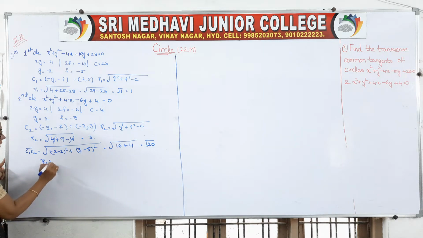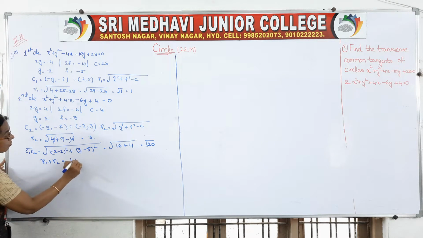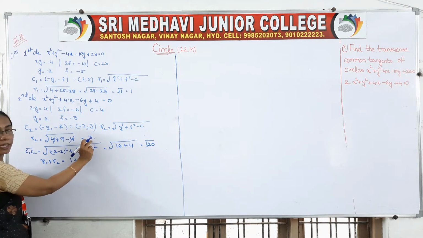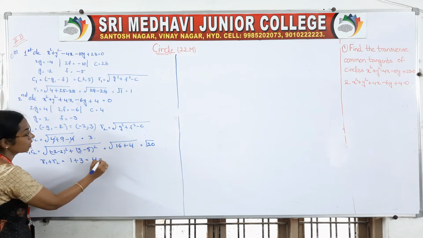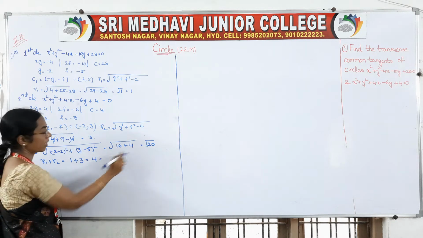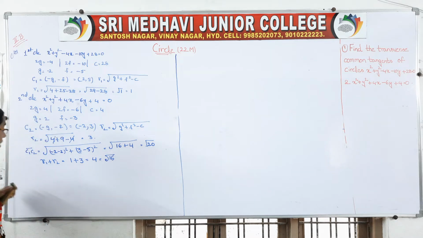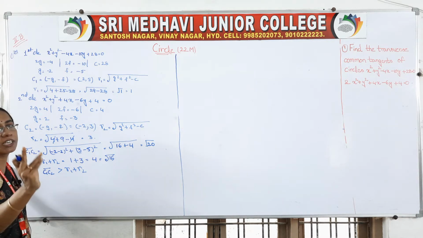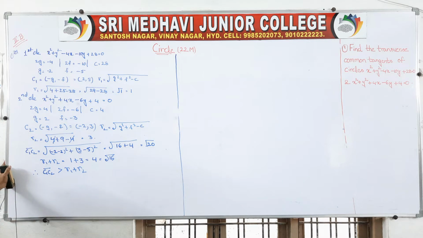Now take your r1 plus r2. r1 is 1 and the second circle's radius is 3, so it is 4. We have to compare, so try to write it also in terms of square root. Therefore, c1 c2 is greater than r1 plus r2. c1 c2 is root 20 and r1 plus r2 is root 16. So c1 c2 greater than r1 plus r2 means we will have 4 common tangents, 2 direct common tangents and 2 transverse common tangents. Here they have asked to find the transverse common tangents.